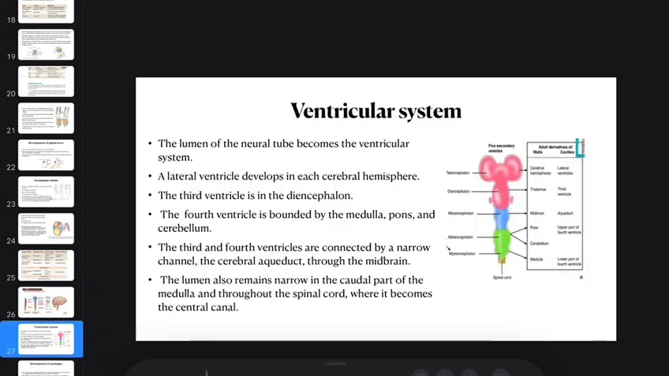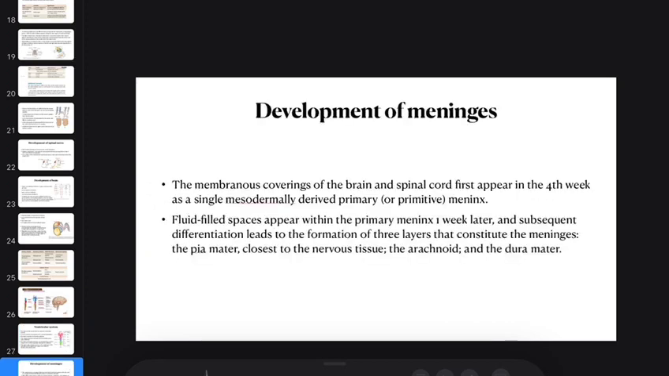Then coming to the ventricular system, the lumen of the neural tube becomes the ventricular system. The lateral ventricle develops in each cerebral hemisphere. The third ventricle is in the diencephalon, and the fourth ventricle is bounded by the medulla, pons, and the cerebellum. The third and the fourth ventricles are connected by the narrow channel, the cerebral aqueduct, through the midbrain. The lumen also remains narrow in the caudal part of the medulla and throughout the spinal cord, where it becomes the central canal.